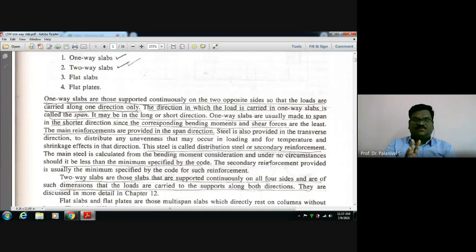In the shorter direction, the corresponding bending moment is provided in the span direction. And another thing, the main reinforcements are provided in the span direction, the short span direction.